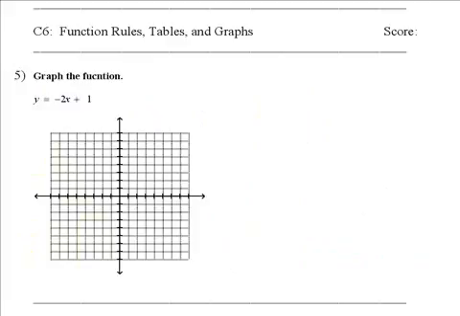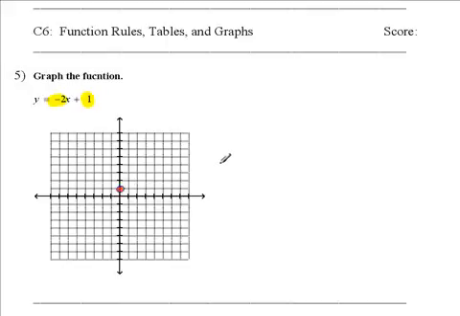The equation that we're asked to graph is in slope-intercept form. They're giving us a slope of negative 2. They're giving us a y-intercept of 1. The easiest way to graph this is to use that information. If they're giving us a slope of negative 2 and a y-intercept of 1, we want to start at the y-intercept of 1. So here's 1.